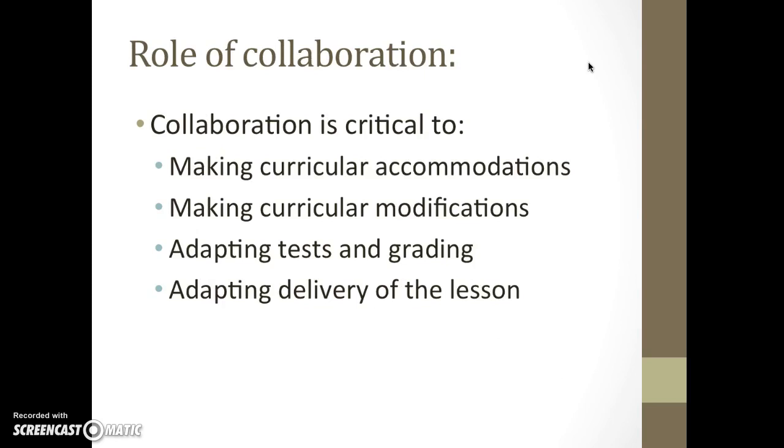So the role of collaboration is obviously critical to figuring out how co-teaching is going to work, making the curricular accommodations, modifications. We're going to talk about the differences of those in just a second. Adapting tests and grades can be a real issue of disagreement, and we've mentioned that before as well, about how that should work when you're modifying or accommodating for tests and grades, and then delivering the lesson in different ways.